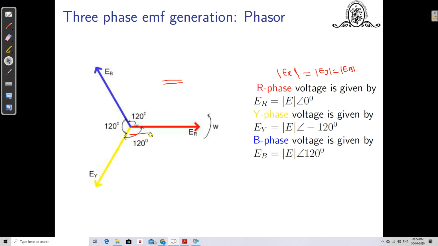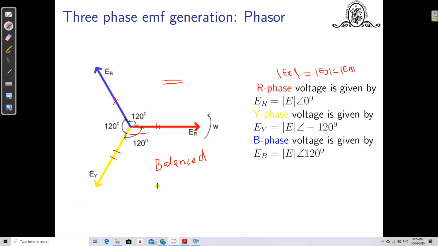So in this, magnitude wise, this magnitude and this magnitude must be equal, and the phase angle differences must be exactly 120 degree, then only it is called balanced three phase voltages.